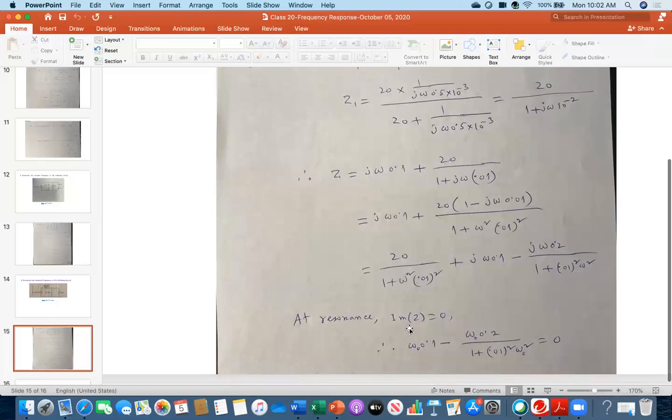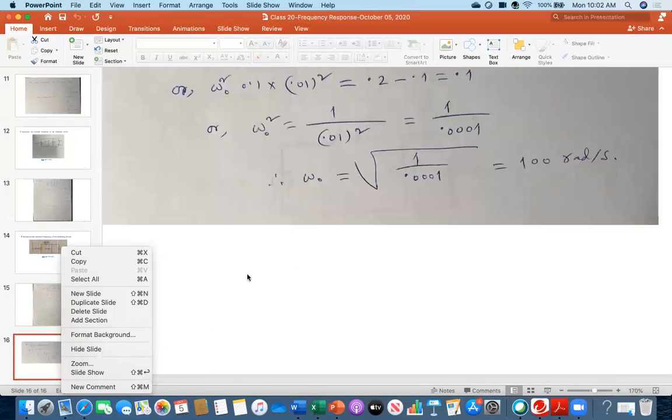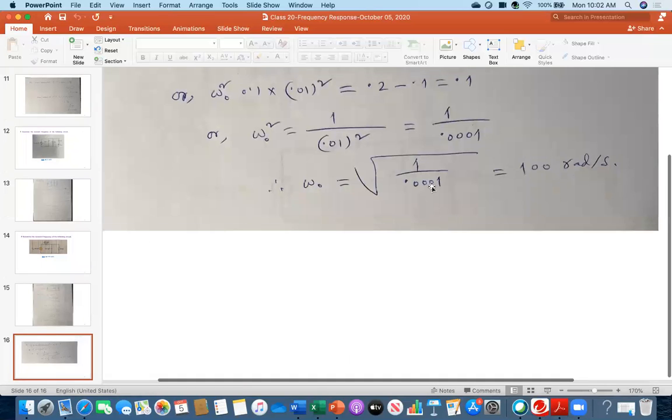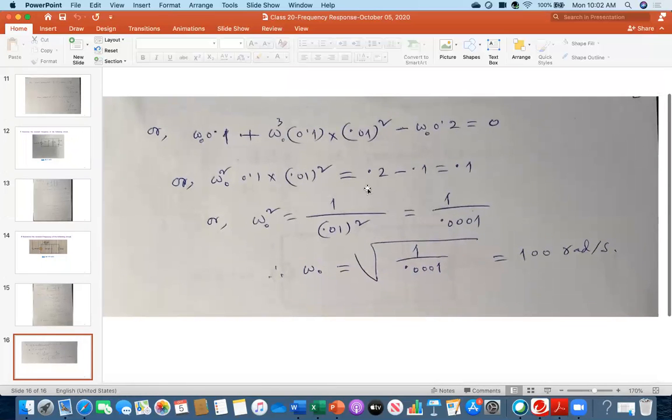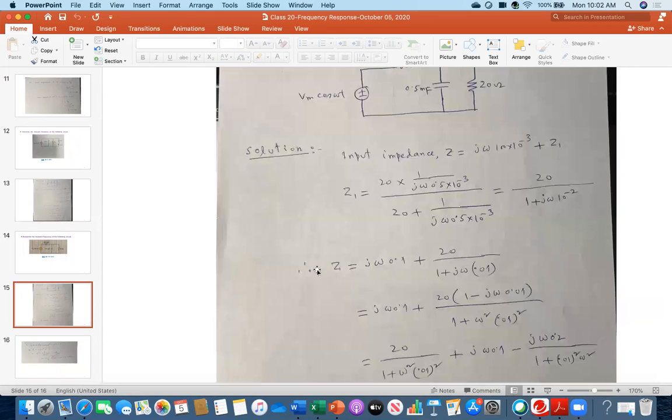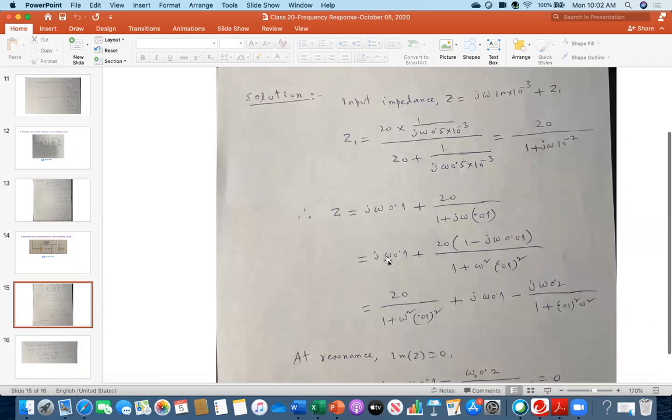And then I equated this to 0, and I'm sharing the next slide also. Ultimately, you see my calculation. In that way, I got omega naught 100 radian per second. This is the very last line. Therefore, everybody make sure you use your calculator, pen and paper, and let me know that you are getting the same result.